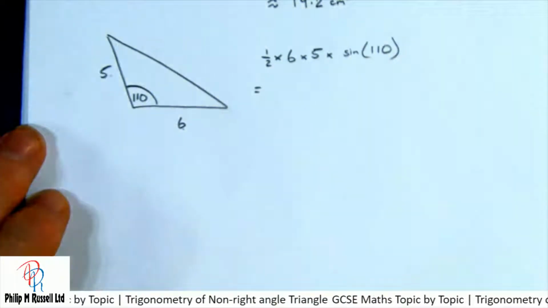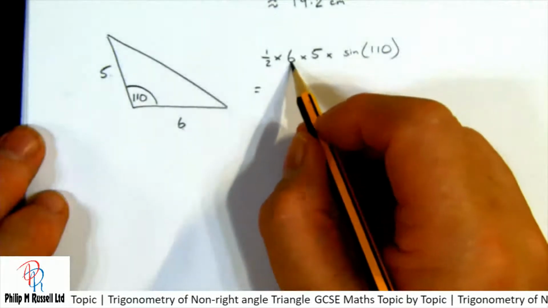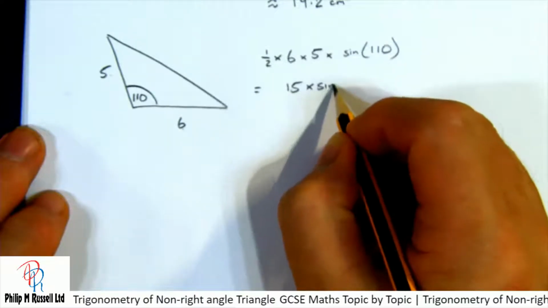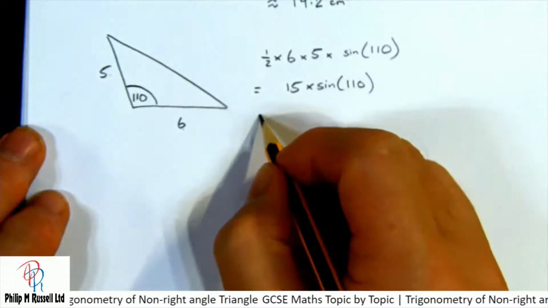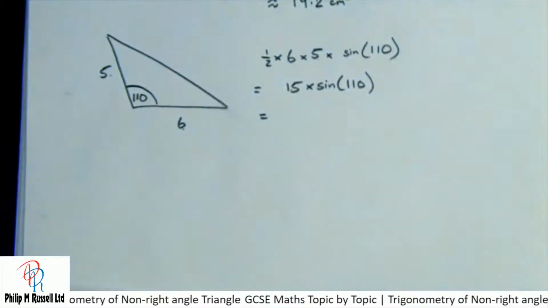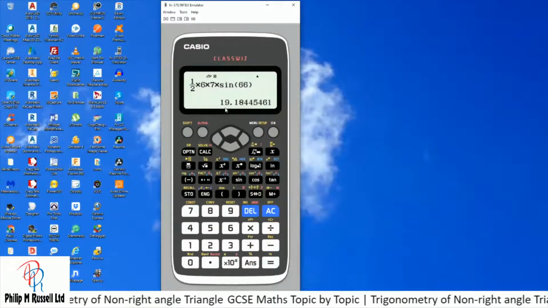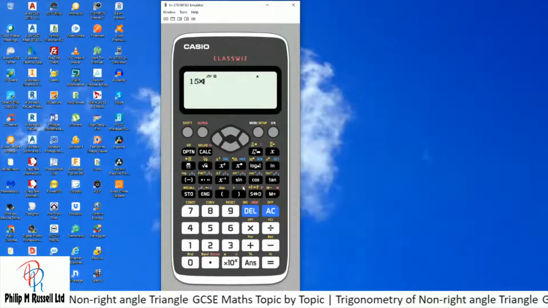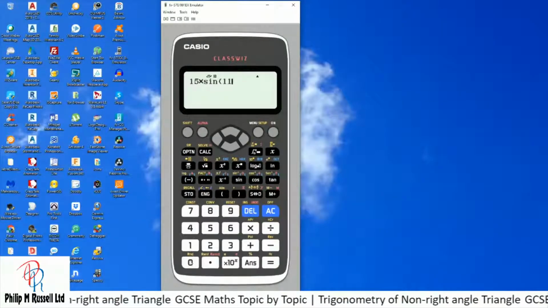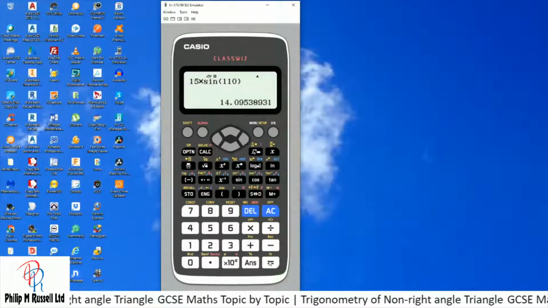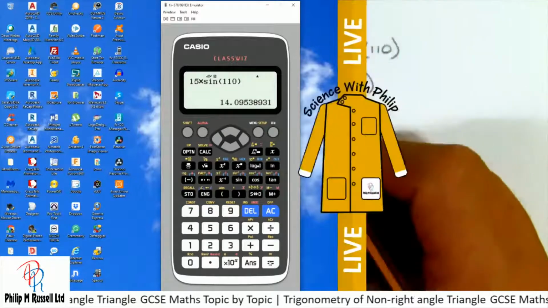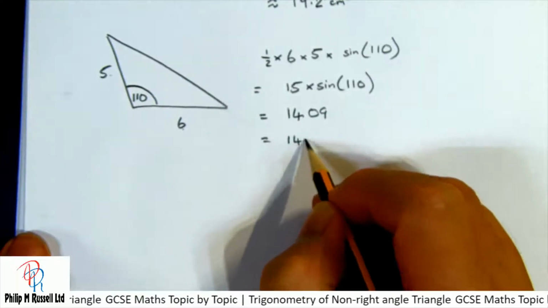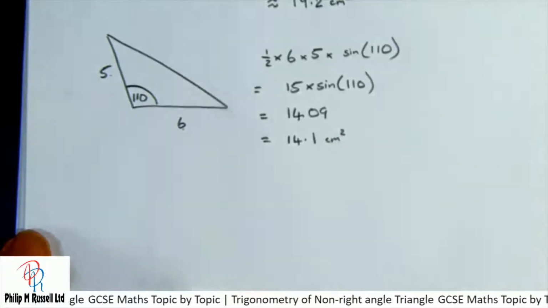We can do some calculations on this beforehand if we want to, just to say 6 5s are 30, times a half is going to be 15, times the sine of 110. This is just to make my life easier putting it into the calculator. And so in the calculator, then I've simply got 15 times the sine of 110. And that gives me the answer of 14.09, 14.1 centimeters squared.